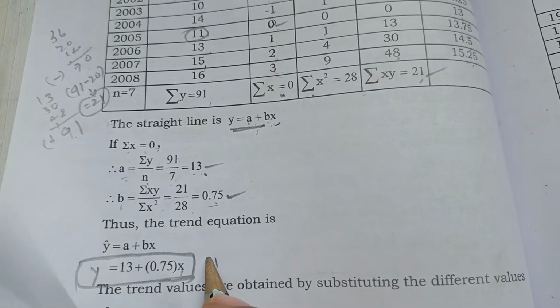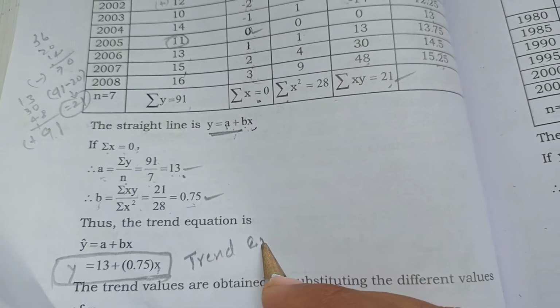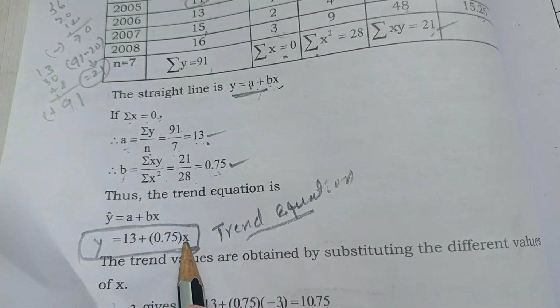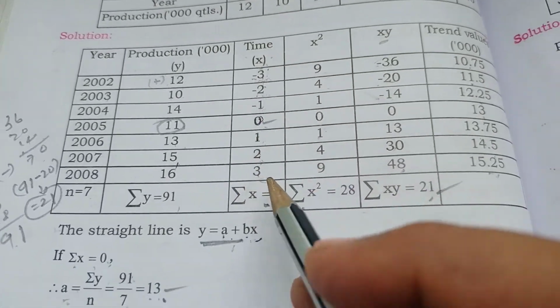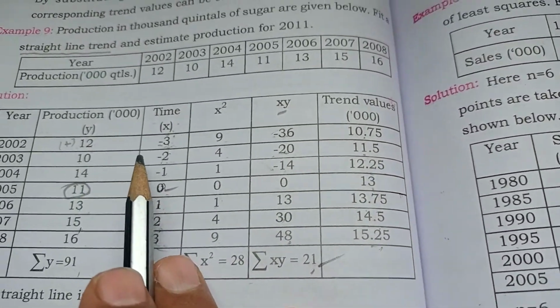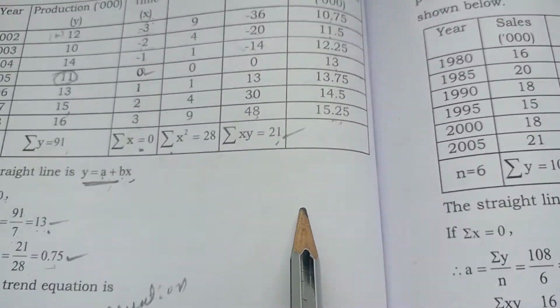This is called the trend equation. Here is the x value. What are the x values here? -3, -2. If I put the x values in the trend equation, I will get the trend values here.